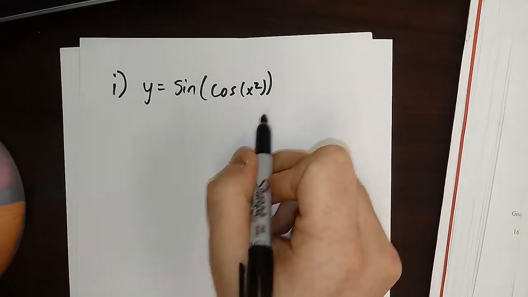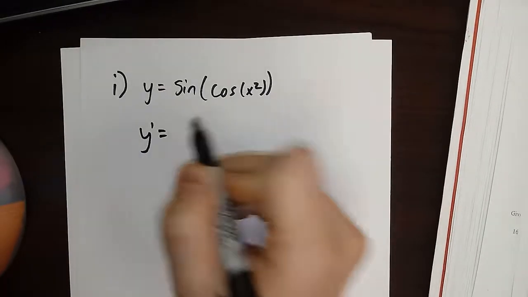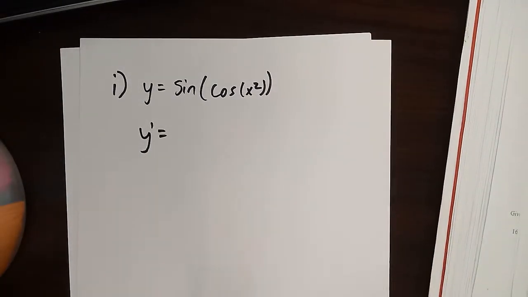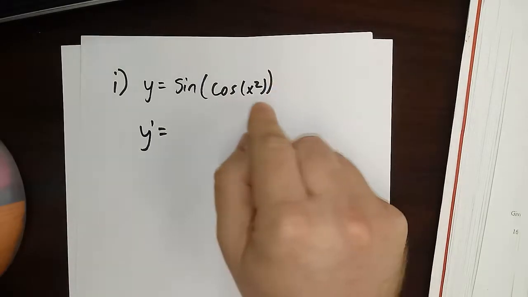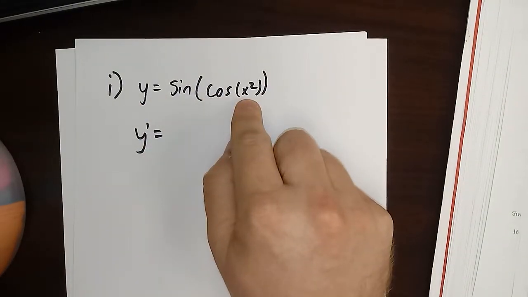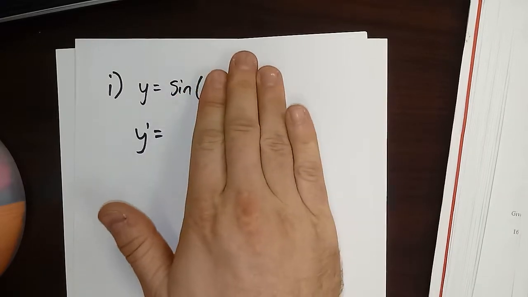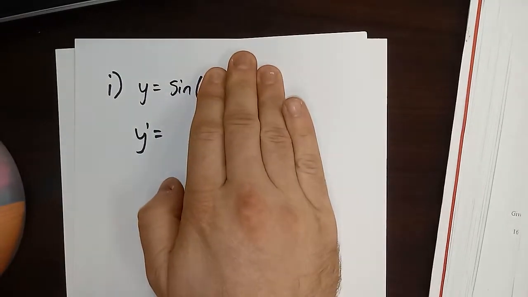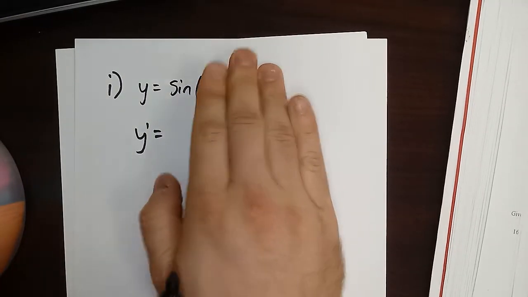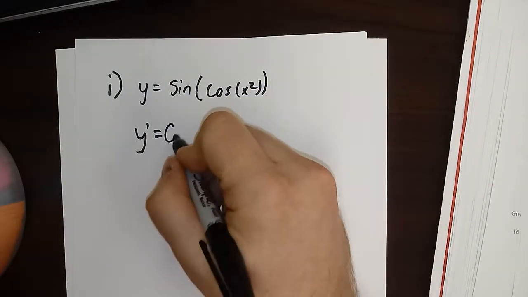So if I were to do y prime here, what's the farthest outside thing we see? I see an x squared, but that's inside a cosine. So I see a cosine, but that's inside a sine. So the farthest out thing that we're dealing with is actually sine. That means the first thing we're going to take the derivative of is sine, and we get cosine.